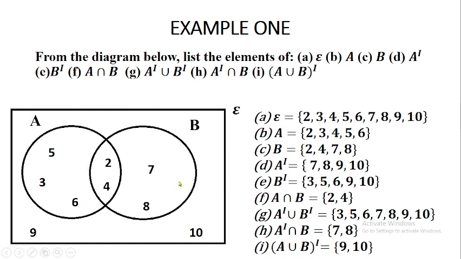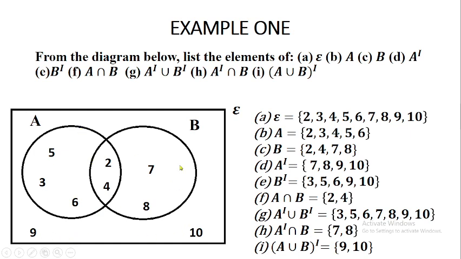So now, if you are looking for this E here, the first question, E, which is the universal set, that means you have to list all the elements in the box. As you can see, we have 2, we have 3, we have 4, we have 5, we have 6, we have 7, we have 8, we have 9, we have 10.